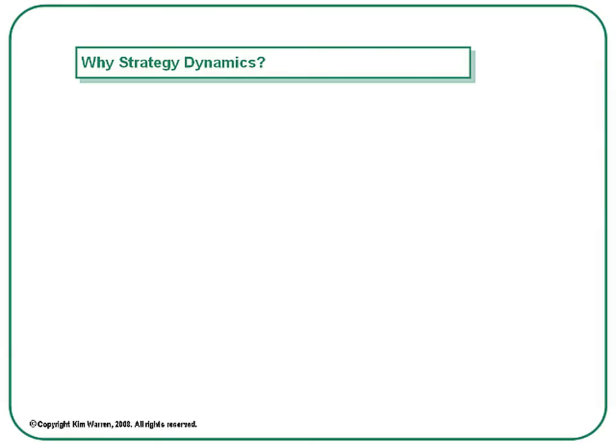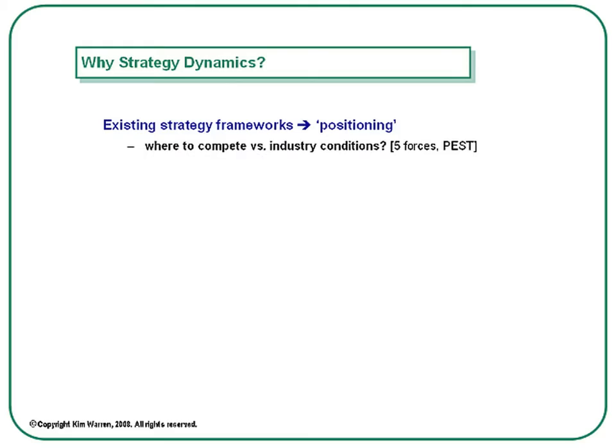The first question you might ask yourself is, what does strategy dynamics add to existing ways of looking at strategy? Well, the existing strategy frameworks are very good at asking questions about a firm's positioning. Where, for example, should a business try to compete given the competitive and other industry conditions that it's facing? That's where frameworks such as Michael Porter's 5 Forces or the analysis of political, economic, social and technological factors are very useful. There are also frameworks for identifying the best value proposition to offer and to whom, tools such as the value curve or value chain, for example.